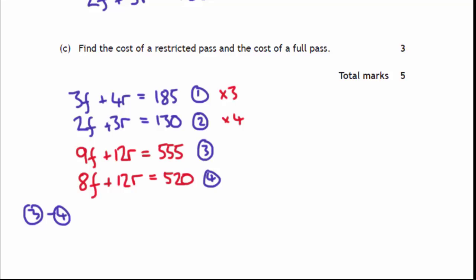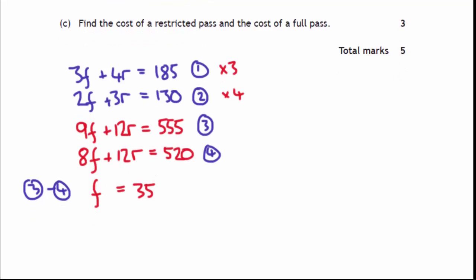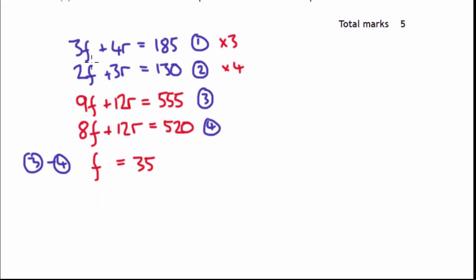So we end up getting 9 minus 8 is going to be f. 12 minus 12 is nothing. 555 minus 520, that's going to be 35. So the full cost is actually 35 for the full pass. We then just choose one of these equations, substitute this, and then try and find r.